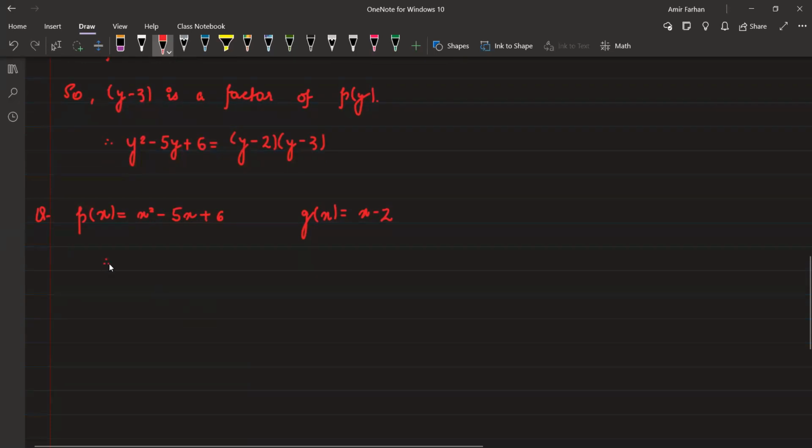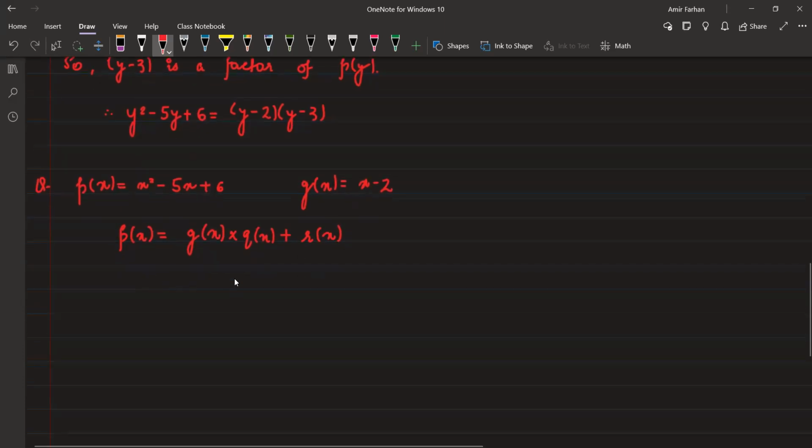ठीक है? So according to the question, ये आपका divisor है और ये आपका dividend है. आप p of x को कैसे लिख सकते हो? जब आप इसको इस number से divide करोगे, तो कुछ quotient भी आएगा. g of x will be multiplied with the quotient q of x plus आपका कुछ remainder भी बचेगा. That will be कुछ x के terms में भी बच सकता है. So this is the long division formula. सो सबसे पहले हम long division formula लेते हैं, और मैं आपको step by step उसकी working बताऊंगा.